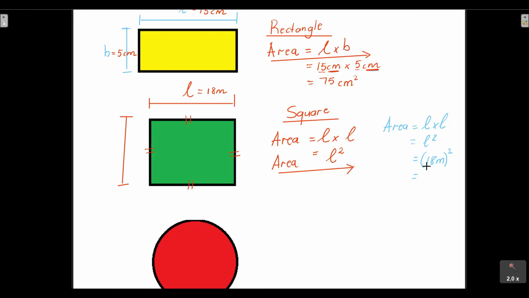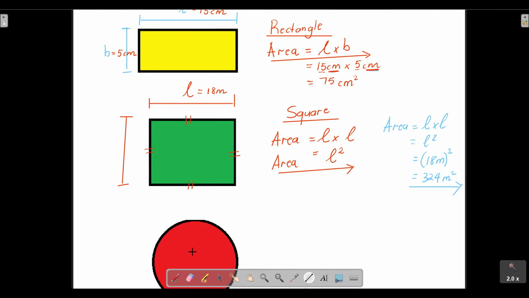And then what happens? 18 squared is equal to 324. Meters squared is meters squared. Remember, guys, just keep the units in your working out so that you can see what is happening. So there, m squared is meters squared, and that is our final answer there.